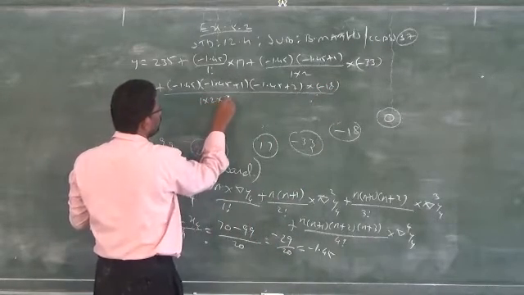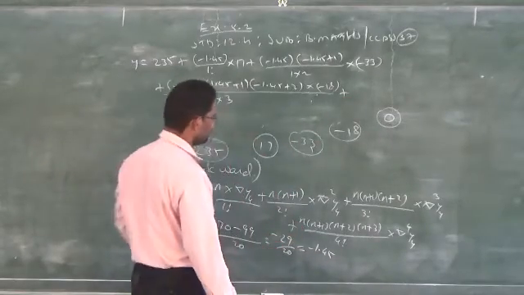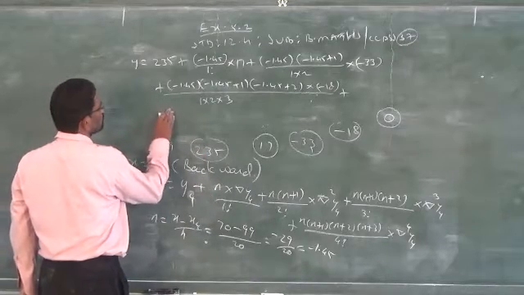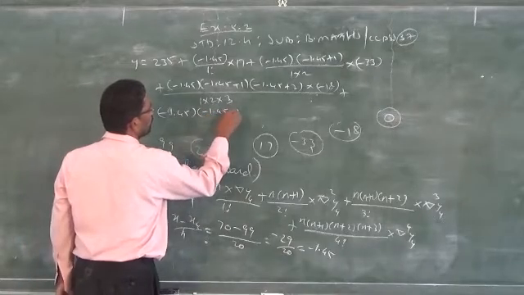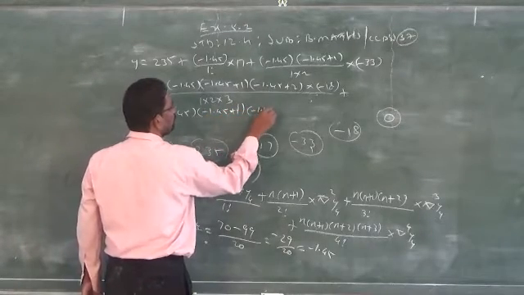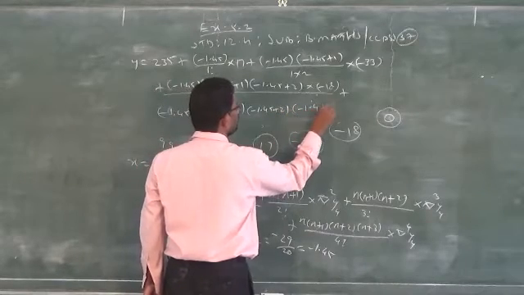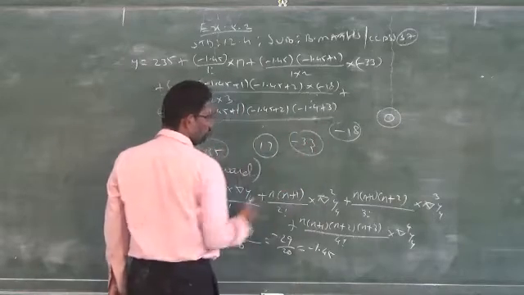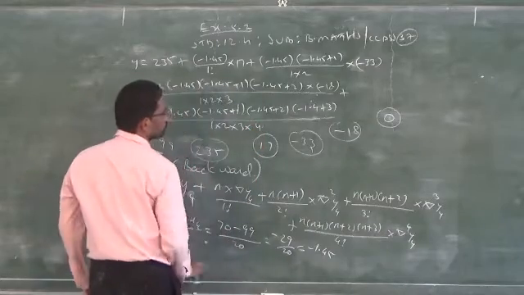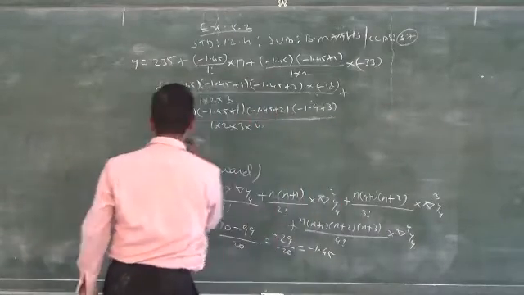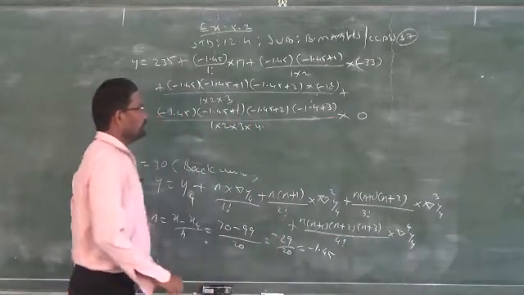factorial, 1 into 2 into 3, plus, you have to replace n by minus 1.45, minus 1.45 plus 1, then minus 1.45 plus 2, minus 1.45 plus 3 over 4 factorial, that is 1 into 2 into 3 into 4, into the last value of nabla power 4, which is 0.